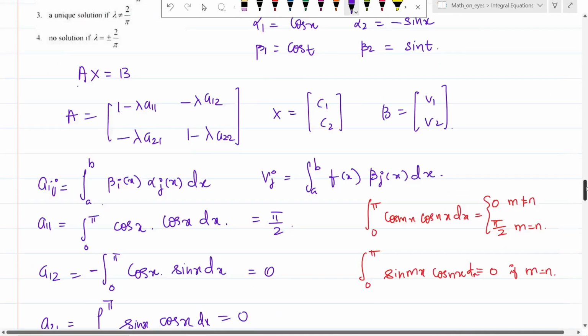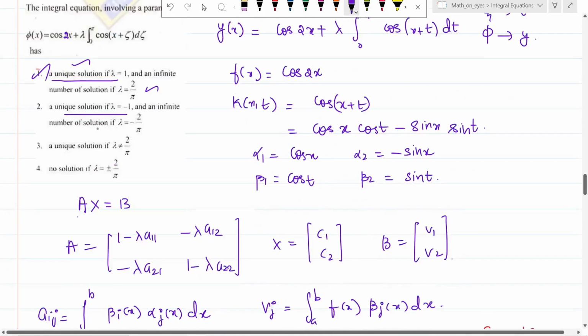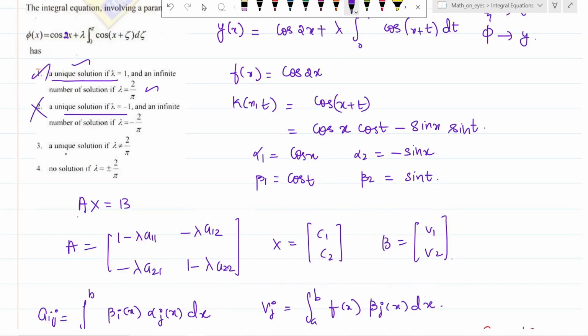So what about option B? In option B, it is given infinite number of solutions when lambda is equal to minus 2 by pi. So option B is wrong. And a unique solution if lambda is not equal to 2 by pi. Let me take lambda is equal to minus 2 by pi. In that case, we get no solution, so this option is false. And no solution if lambda is equal to plus or minus 2 by pi. At plus 2 by pi, we get infinitely many solutions. So this option is also wrong. So only one option is true.